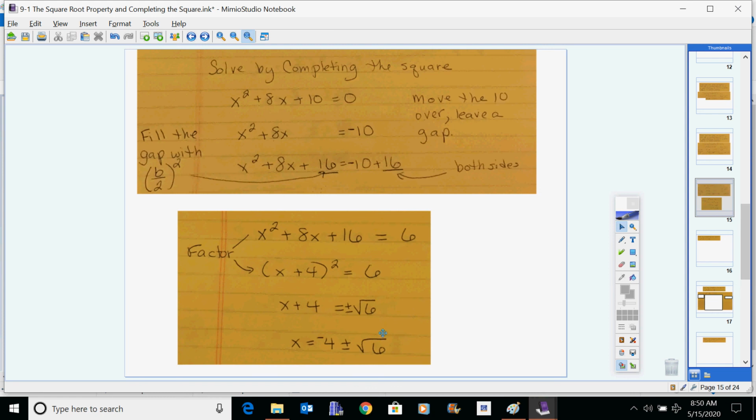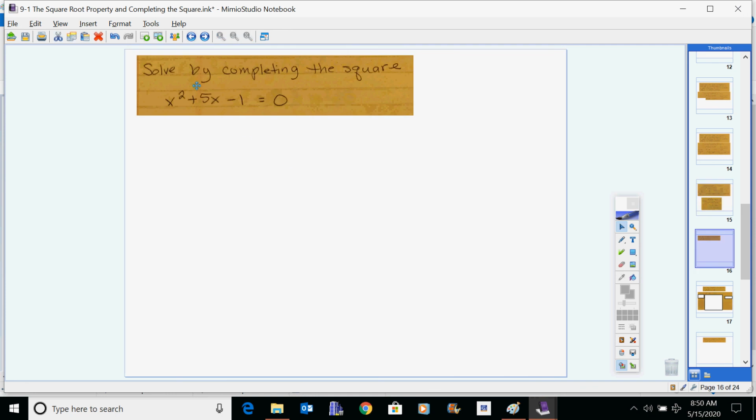But if square root 6 were a number that did simplify, then you would have to actually do the two problems and find the two separate answers. So make sure that you're prepared to do either. Okay, so we're going to solve this one by completing the square.